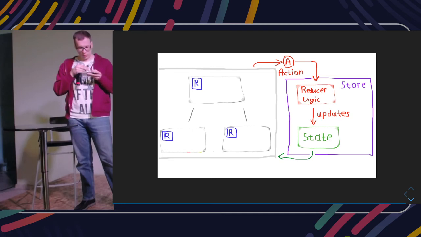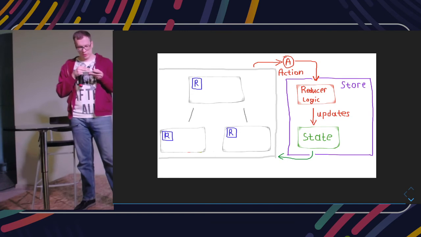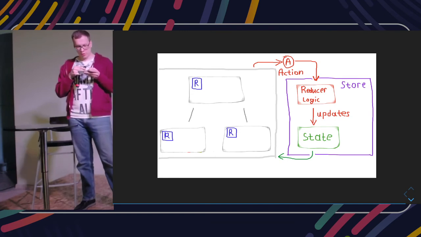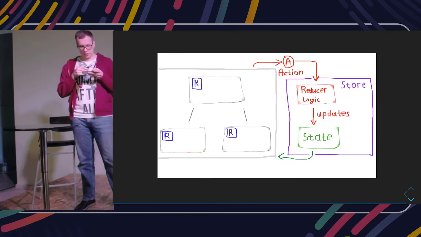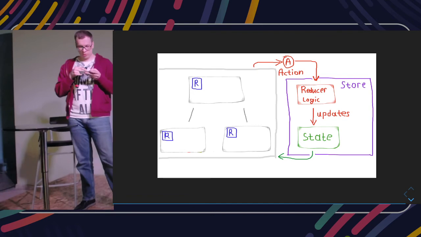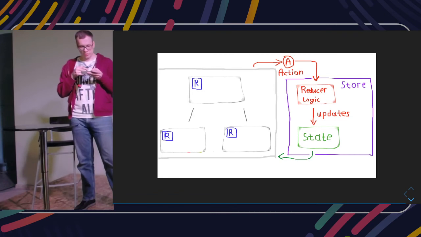To make the scheme cleaner, imagine that you take a regular React application and combine all the local states of the components into one large state. Then you take all the logic that changes the state and put it into separate functions called reducers.